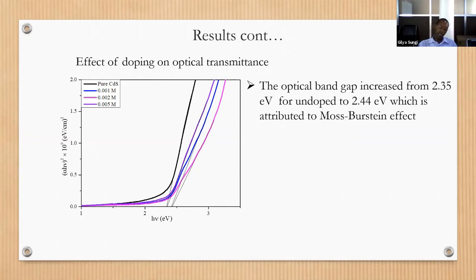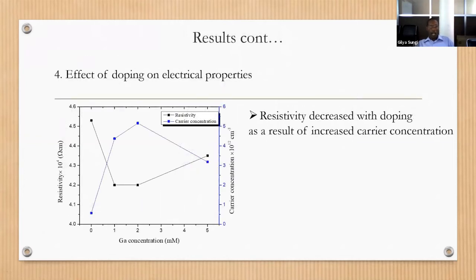concentration in the doped film. We also did the characterization of the electrical properties, in which we did the Hall effect measurement. We found that the carrier concentration of cadmium sulfide increased with an increase in dopant concentration. And above this gallium concentration, the carrier concentration decreased. That can be associated with interstitial incorporation of gallium into the cadmium sulfide sites.